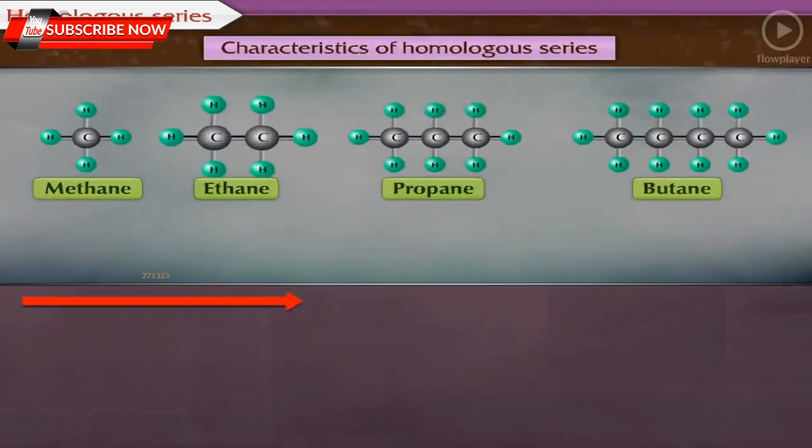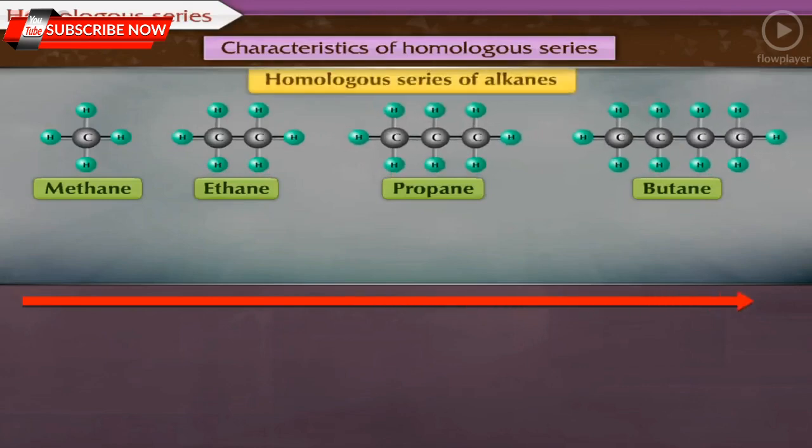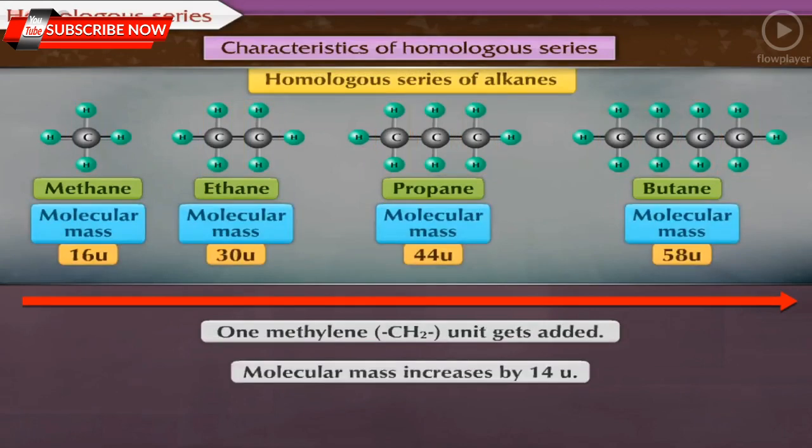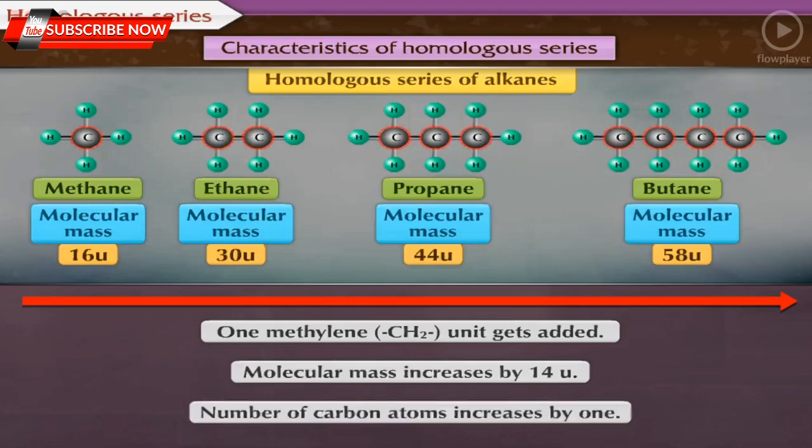While going from one member to the next in a homologous series, one methylene, that is CH2 unit, gets added. Molecular mass increases by 14 u. Number of carbon atoms increases by 1.